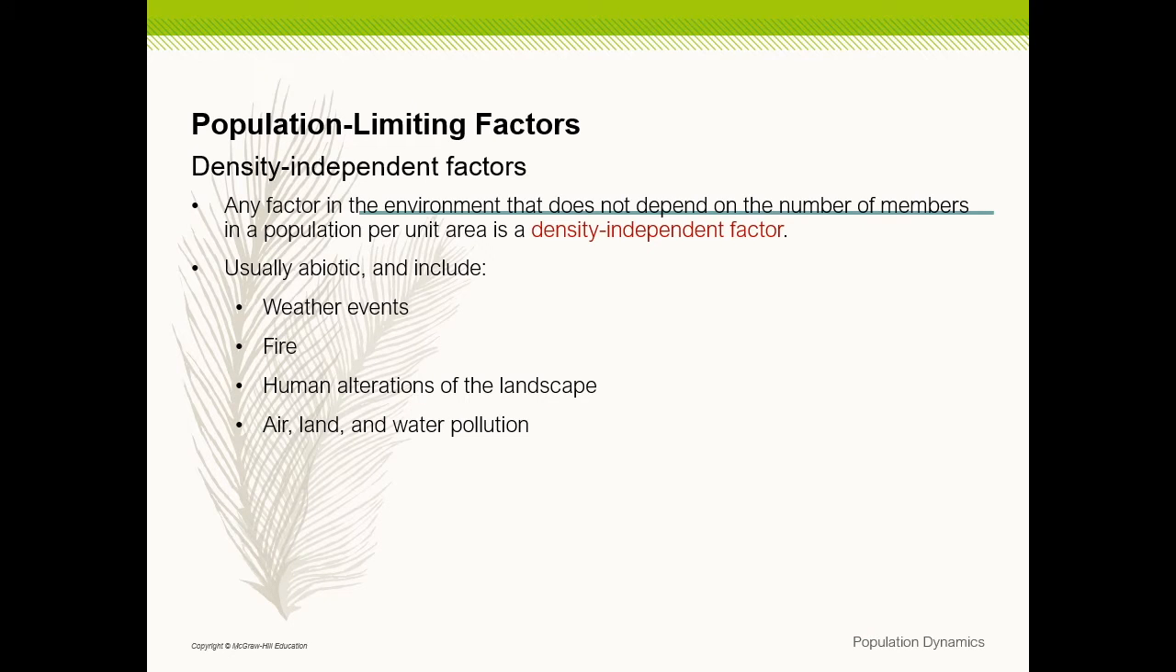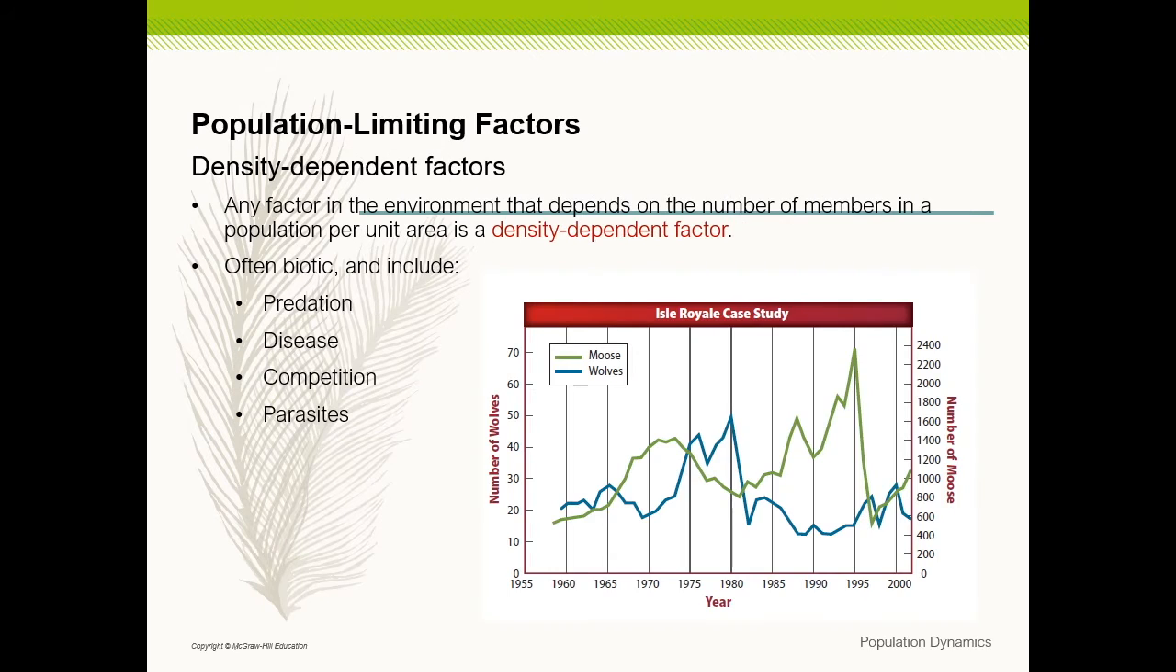So here we have, what is a density independent factor? Weather events, fire, human activity, and air, land, or water pollution. Density dependent factors are predation, disease, competition, and parasites. And we can see here an example of the years and the number of wolves and number of moose. So the population and the competition had an effect according to the years, right?